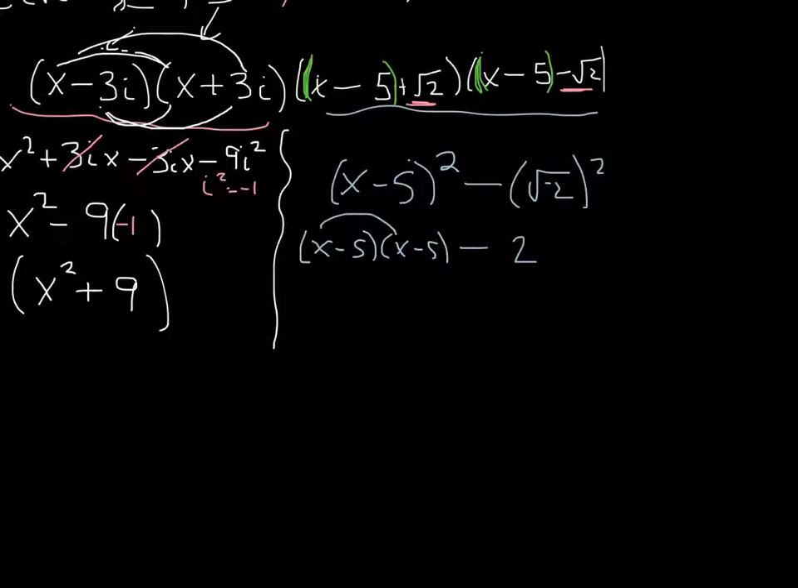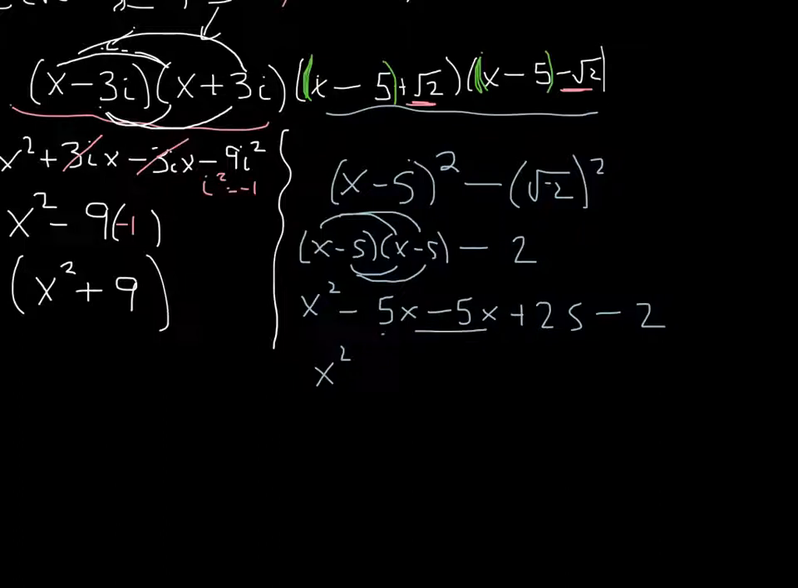Now let's go ahead and FOIL this all out. X times x is x squared. X times negative 5 is negative 5x. Negative 5 times x is negative 5x. Negative 5 times negative 5 is positive 25. And then don't forget, you see this minus 2 up here. We've got to make sure we bring that down at the end. Now let's combine our like terms, and we're going to have x squared minus 5x minus 5x. That's going to give us minus 10x. And then 25 minus 2 is a positive 23. So from the right hand side, when we FOILed all this stuff out, it got written as x minus 5 squared and then minus square root of 2 squared, and then we just went from there.